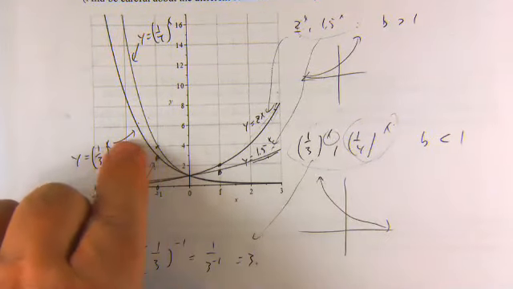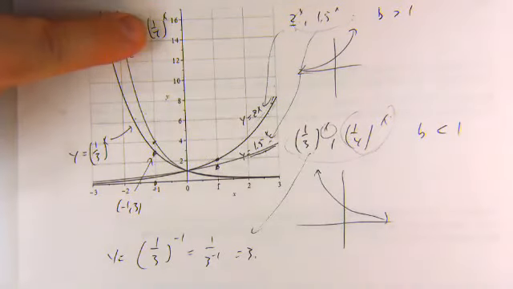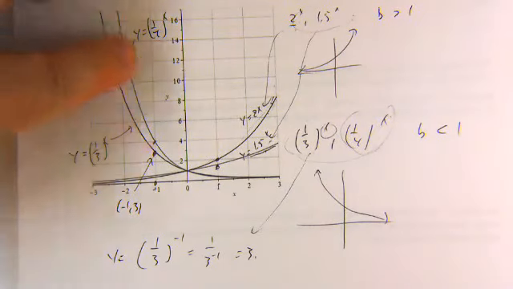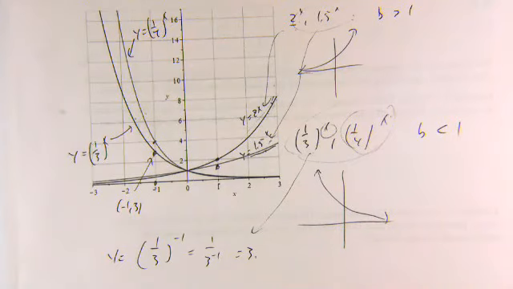So the bigger the base, the faster it grows to the right if the base is bigger than 1. To the left, if the base is a fraction, 1 over the fraction, the bigger that is, the faster it grows to the left. So for 1/4, 1 over 1/4 is 4, so it grows like that, and it grows faster than 1/3 to the x to the left.